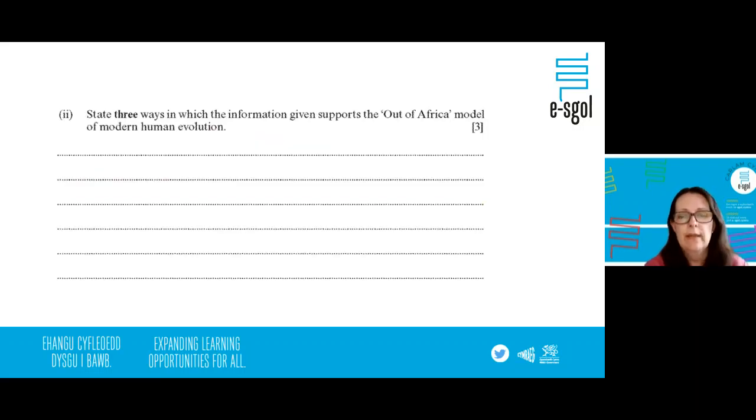State three ways in which the information given supports the out of Africa model of human evolution. Again, this is three marks, so one mark for each way here that you give. So again, refer back to that graph and the information. How does that support the out of Africa model?